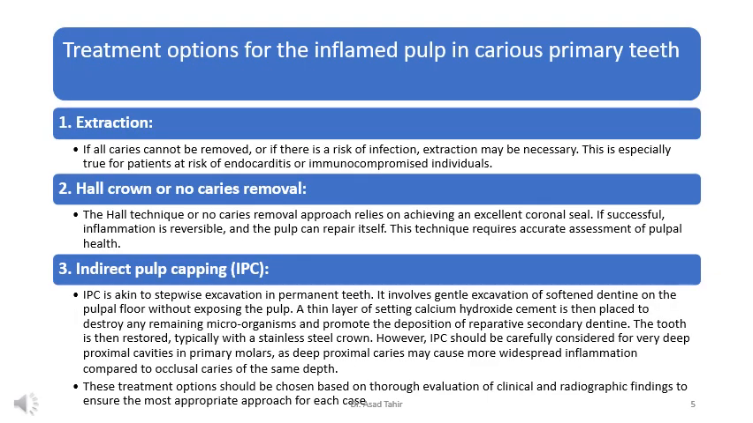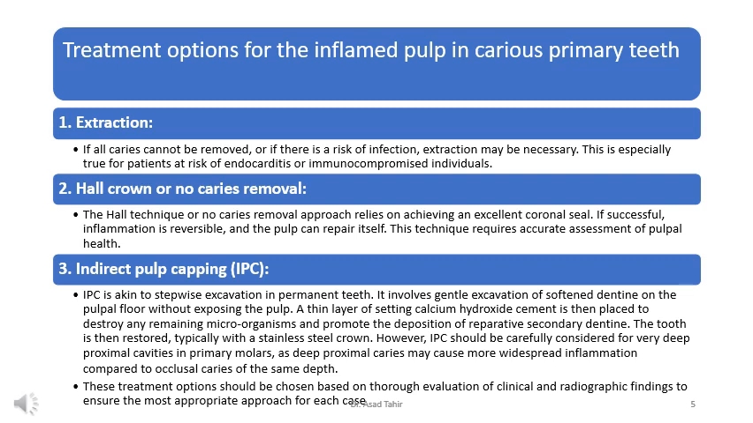Treatment options for the inflamed pulp in carious primary teeth. Extraction: if all caries cannot be removed, or if there is a risk of infection, extraction may be necessary. This is especially true for patients at risk of endocarditis or immunocompromised individuals.